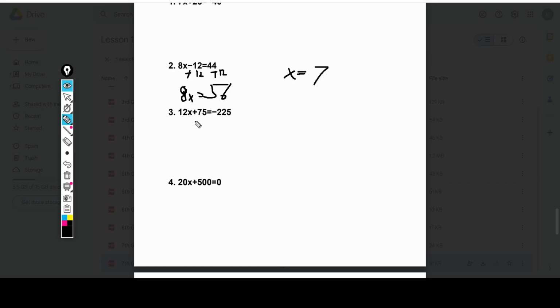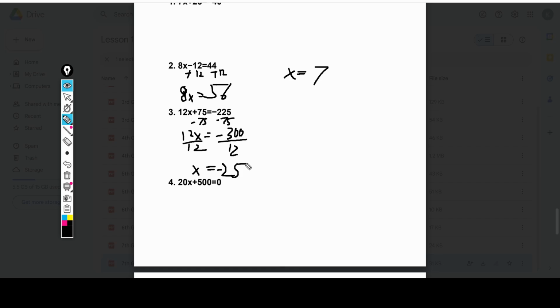Alright, for our next one, we have 12x plus 75 equals negative 225. So you subtract 75 from both sides, and you end up with 12x is equal to negative 225 minus 75, which is negative 300. And then you divide both sides by 12. And you end up with x equals, what's 300 divided by 12? You could do long division if you can't do this in your head, but I happen to be able to do this in my head, so it's negative 25. Don't forget the negative sign. I almost did.